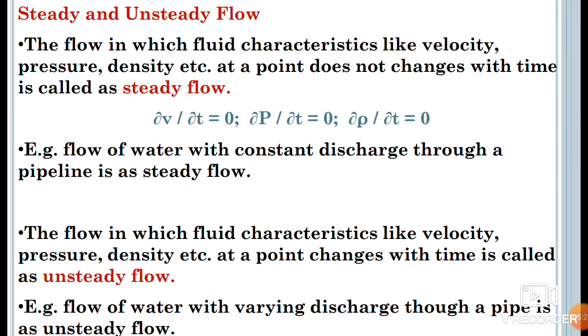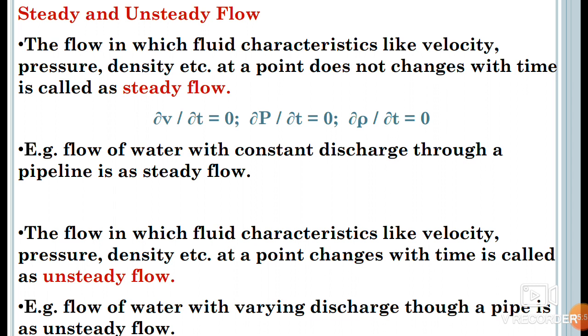So the first category is steady and unsteady flow. Steady means with time it is uniform. That is known as steady. That is the flow in which fluid characteristics like velocity, pressure, density, etc. at a point do not change with time. With time it is not changing, then it is steady flow.